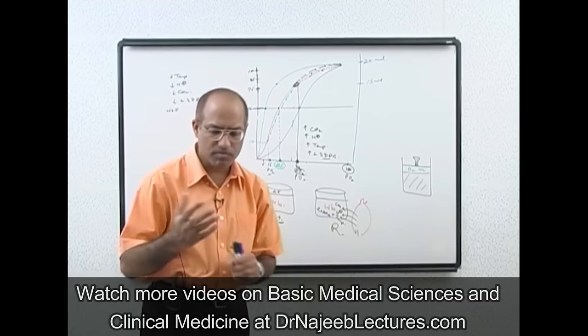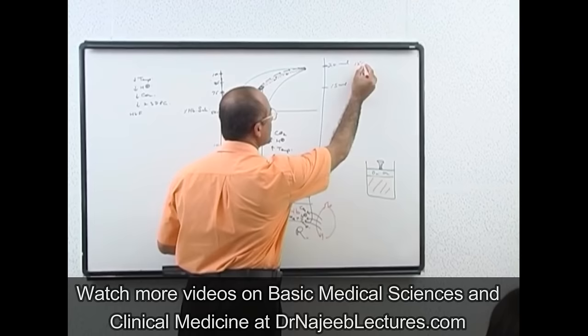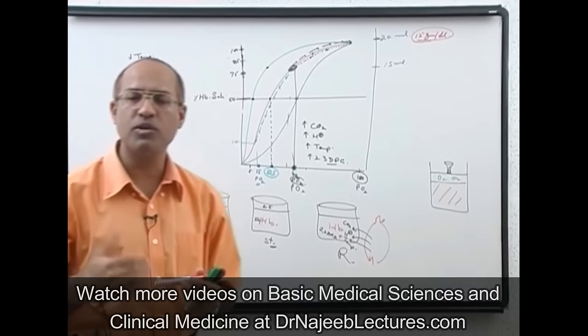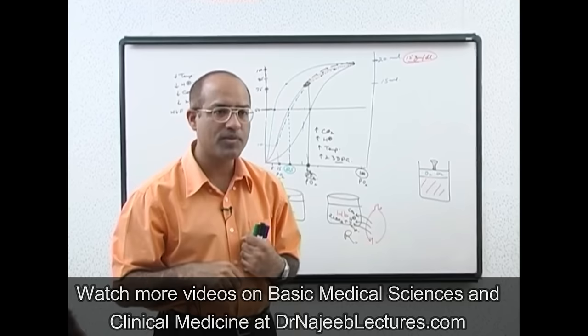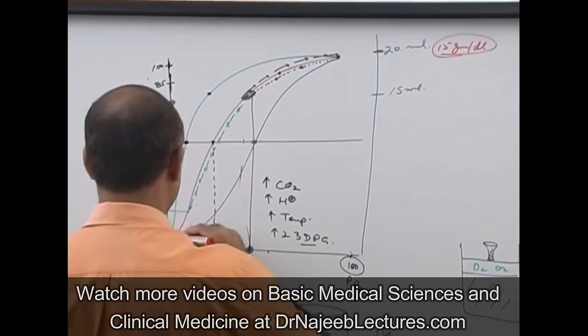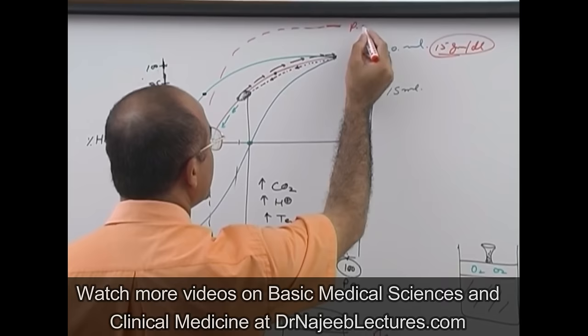Now we'll also see what happens to this curve when there's anemia or polycythemia. Look, this was a person with normal hemoglobin. What was his hemoglobin? 15 gram per dl. Let us suppose due to some reason your hemoglobin level becomes 18 grams. If your hemoglobin level becomes more, is your capacity to hold oxygen less or more? More. So it means the curve will now move upward. So in polycythemia, which means increased hemoglobin, right?